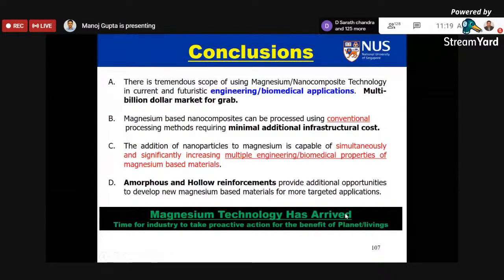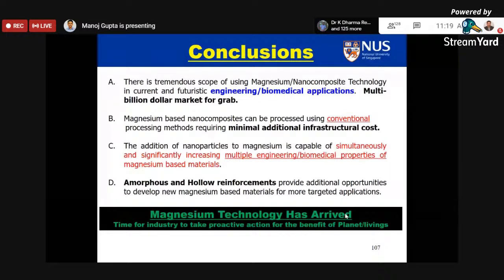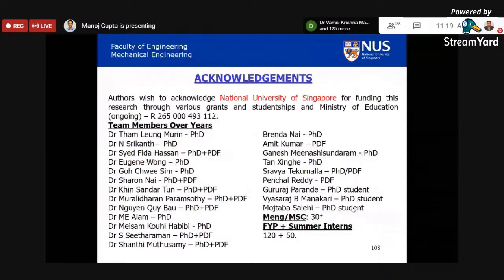Some countries have been very smart in taking a good position in magnesium technology, and the most visible ones are China, South Korea, and Germany in the biomedical area. For the US there is limited information, but I think they are going more into defense technology as well. But if you look at India, there is not much movement as yet.